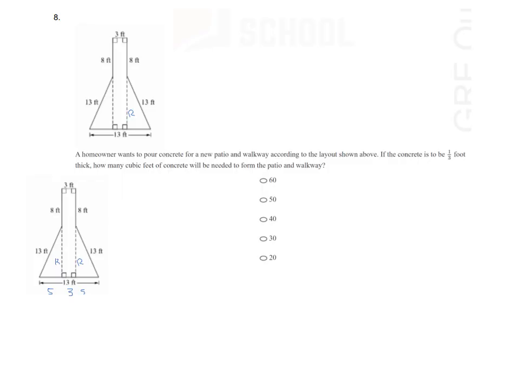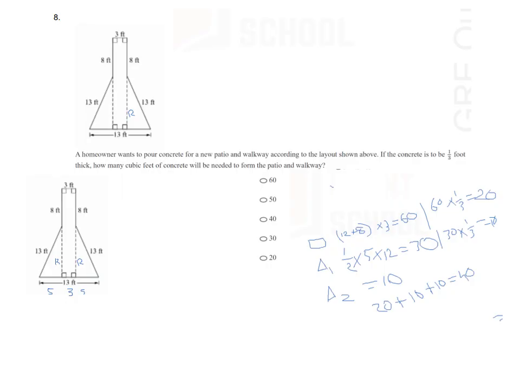So I have put a measurement here. Now we need to find out the cubic feet of concrete. How many cubic feet of concrete will be needed? Now, notice 12 plus 8, that is the height, is 20 multiplied by 3. So height into base or length into width, that is the area of that rectangle, is 60.